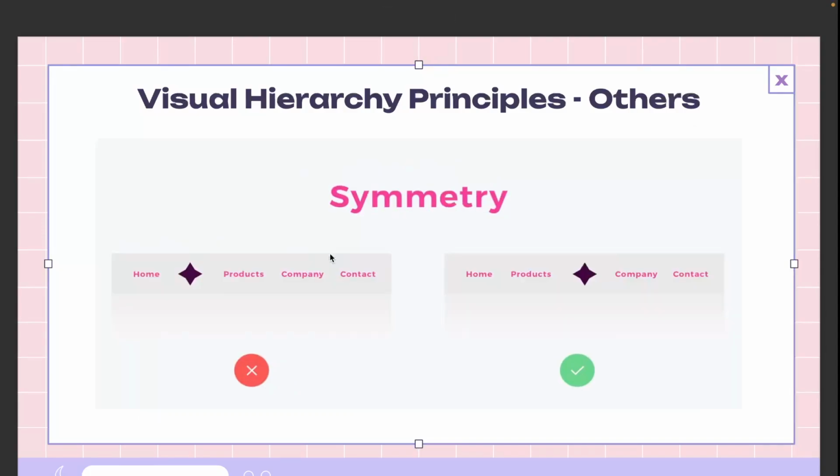And then symmetry. Let's say for some reason, you are dividing your web page into two parts.